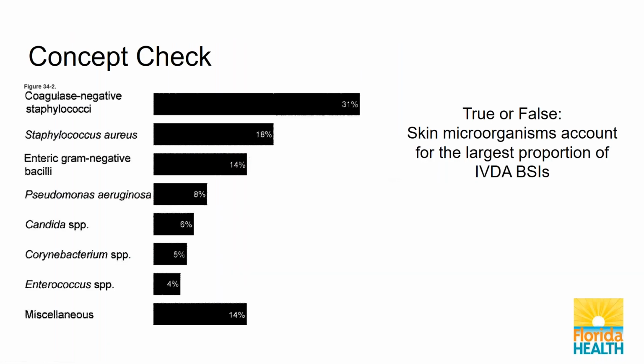Now, let's do a quick concept check. This is one of the charts which goes over the pathogens that are most commonly isolated from intravascular device blood cultures, which are associated with intravascular device-associated BSIs. So true or false? Skin microorganisms account for the largest portion of intravascular device-associated BSIs.